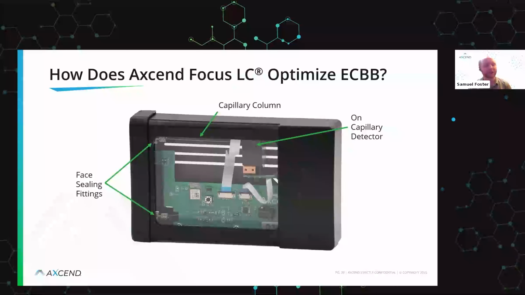On top of that, we offer a number of different cartridges. So this is our fixed column cartridge. In this case, we've custom packed a capillary column to go into the cartridge. And then we have that on-capillary detector that I've mentioned there. This connects into the system through face sealing fittings, so it makes void-free connections. And that allows for high efficiency chromatography without any additional post-column broadening because the on-capillary detector doesn't introduce any extra volume into the system.